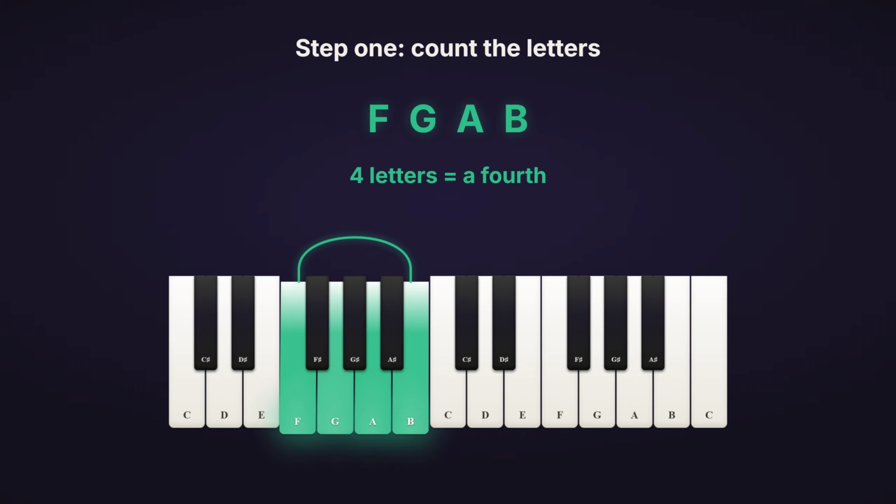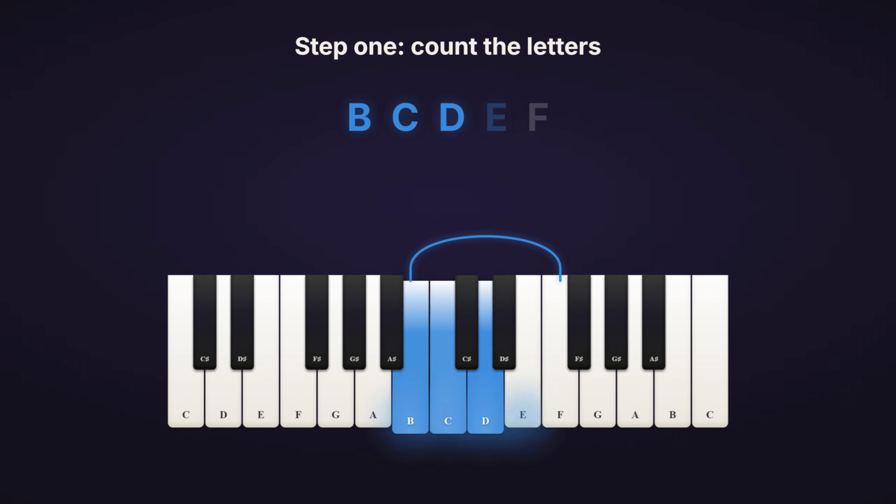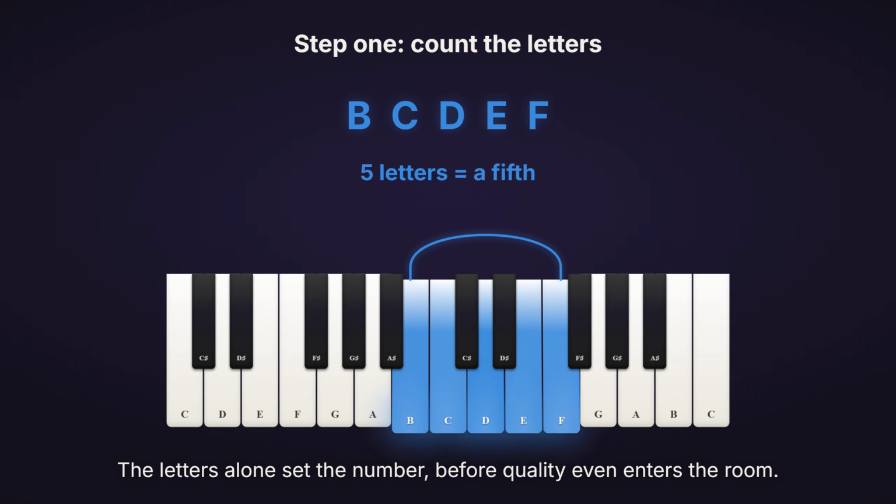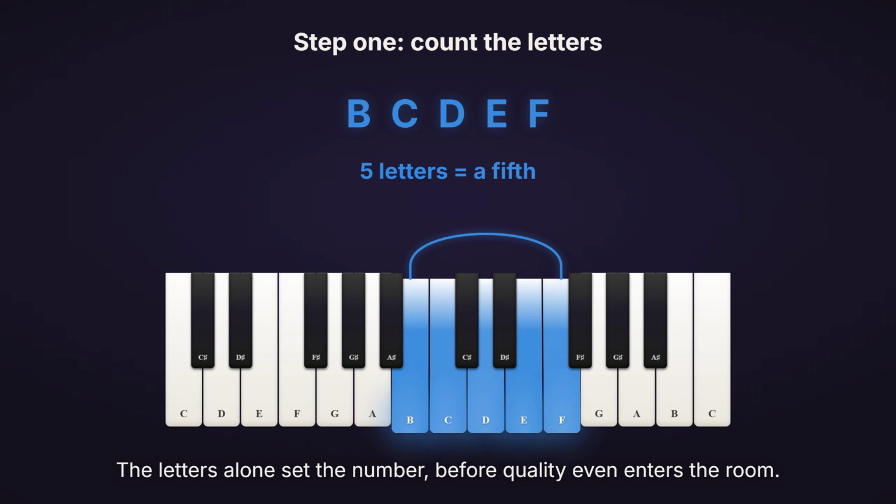It can never be a fifth, no matter how wide or how restless it sounds. From B up to F, walk the letters again: B, C, D, E, F. That is 5 letter names, so it has to be some kind of fifth. Notice that we have not listened to anything yet. The letters alone have already set the number, before quality has even entered the room. This is why two intervals that sound the same can have different numbers. They are built on a different span of letters.